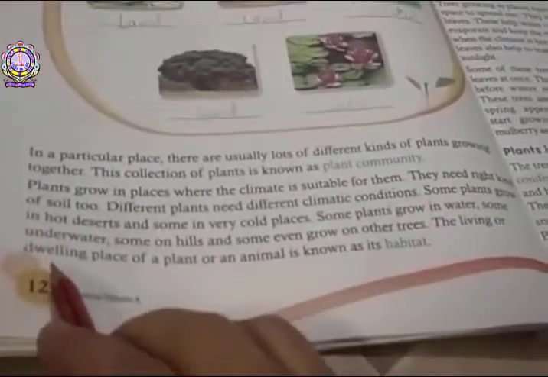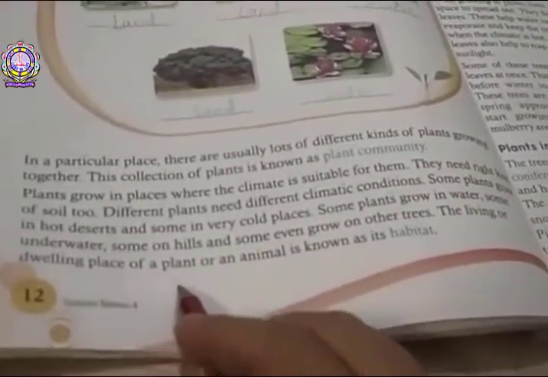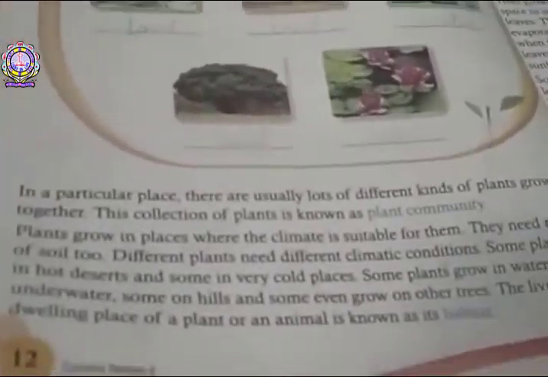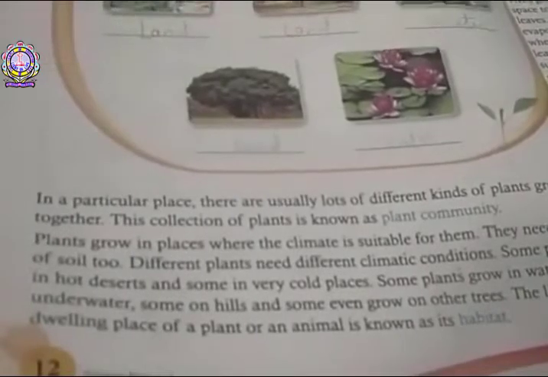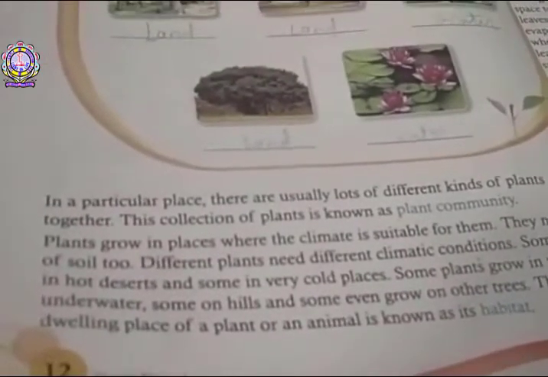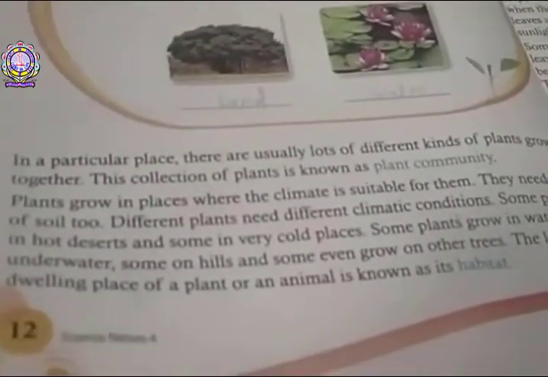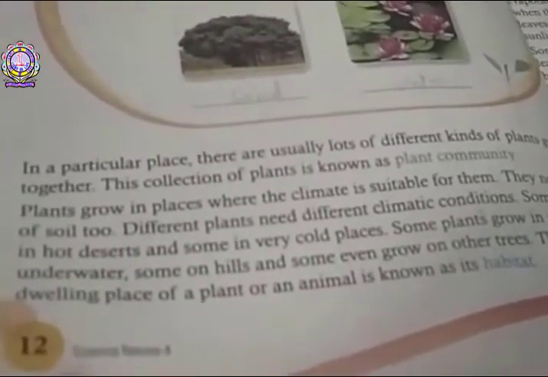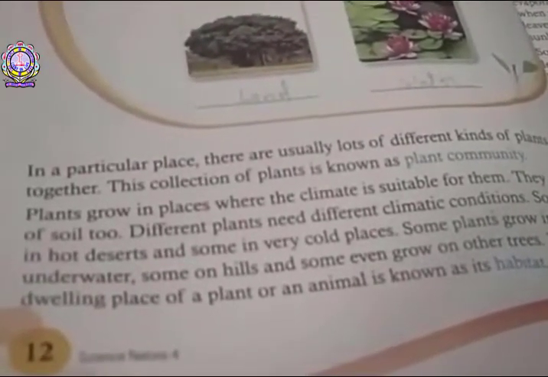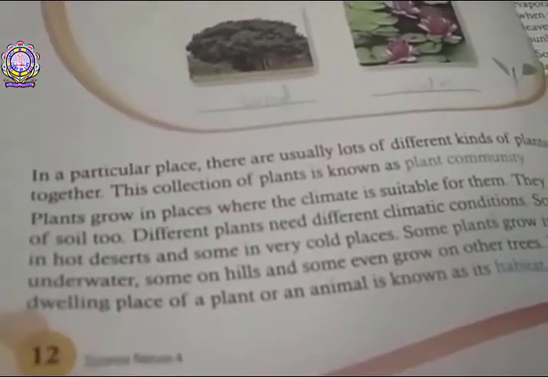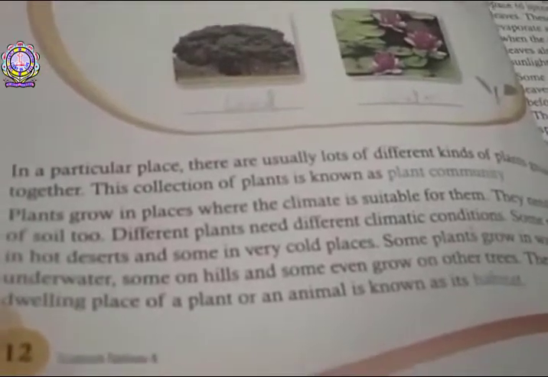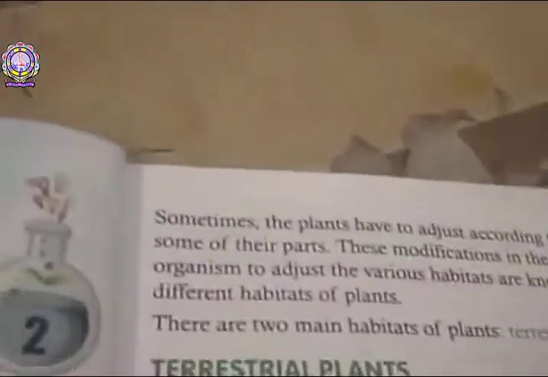The living dwelling place of plants or animals is known as habitat. Habitat means living dwelling. It means how an organism, how a plant can survive in the climatic condition or environment. This is known as habitat.